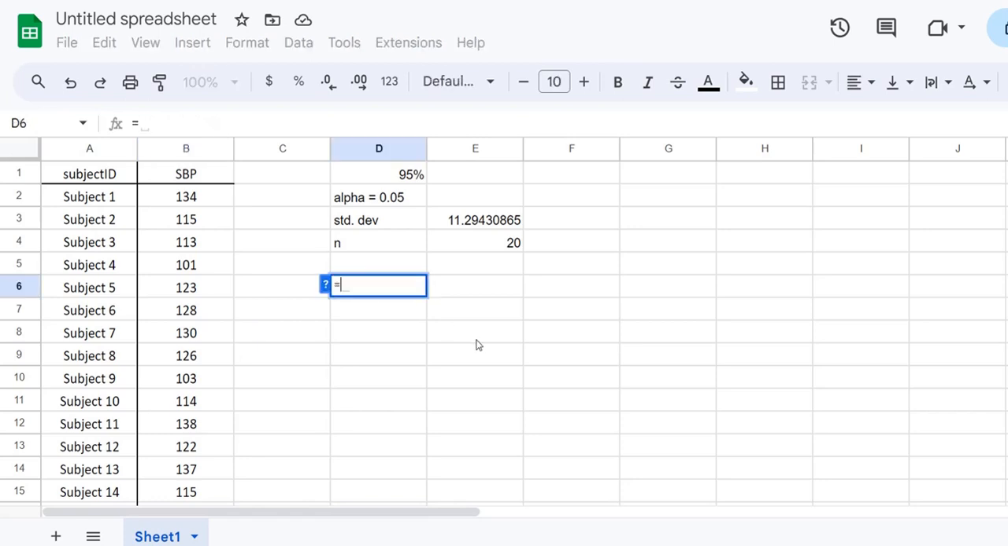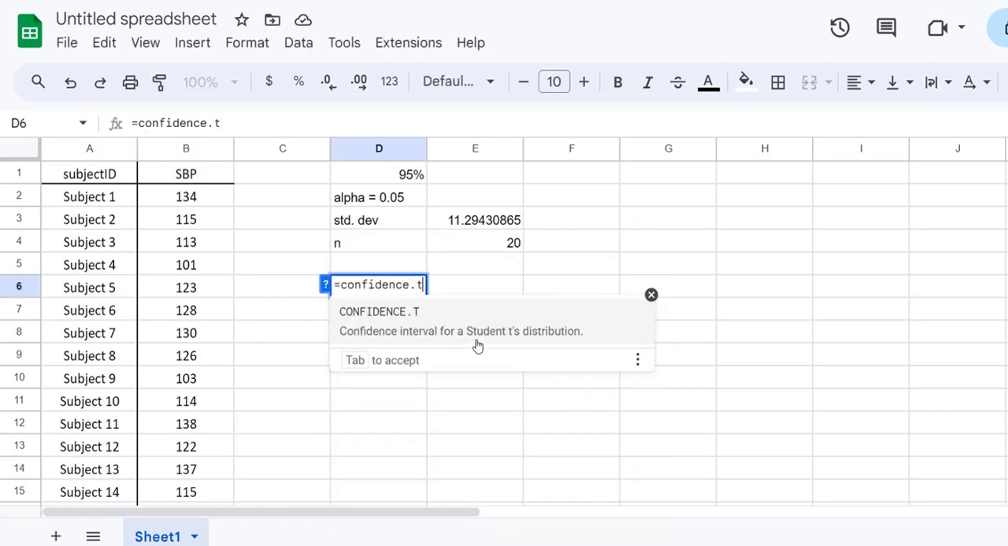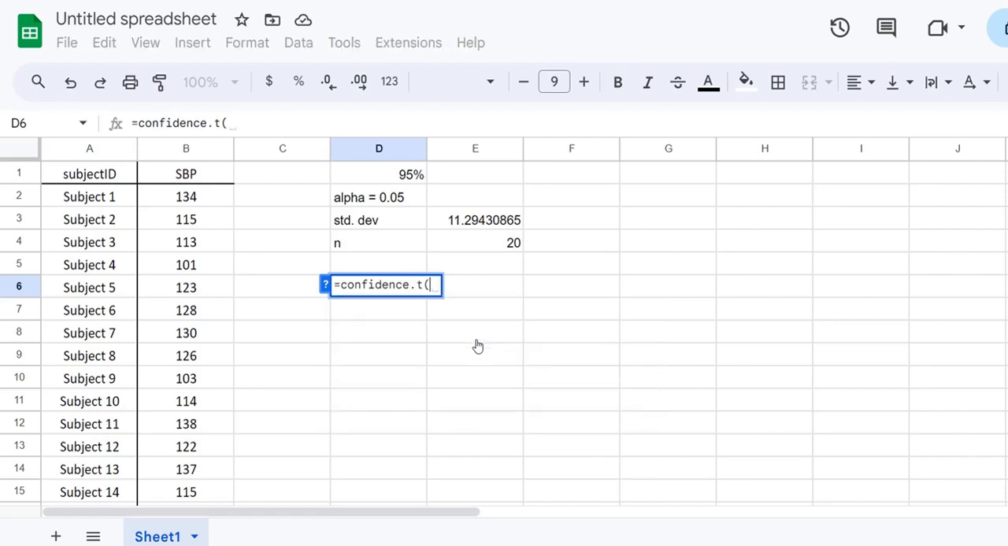Like they said, equals confidence.p is what you want to type, though. This one, I assume, uses the z distribution. I'm not super familiar with Excel. We want equals confidence.p. You'd only use z if it was a population proportion or if you knew the population standard deviation.